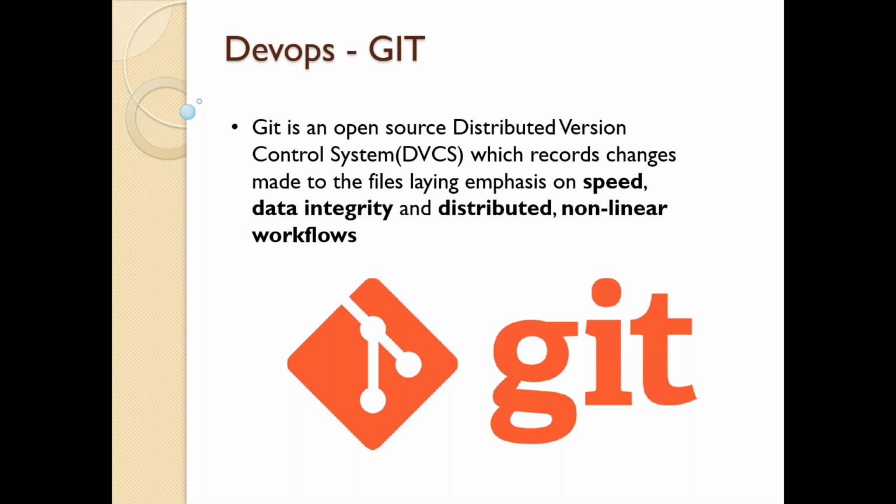So Git is an open source DVCS system which records changes made to the files, laying emphasis on speed, data integrity, and distributed and non-linear workflows. They have a lot of non-linear workflows, and you have a lot of options to encrypt your data and so many other things. So many features are given in Git.